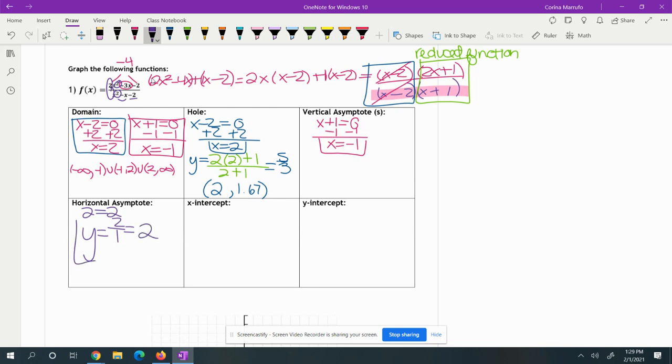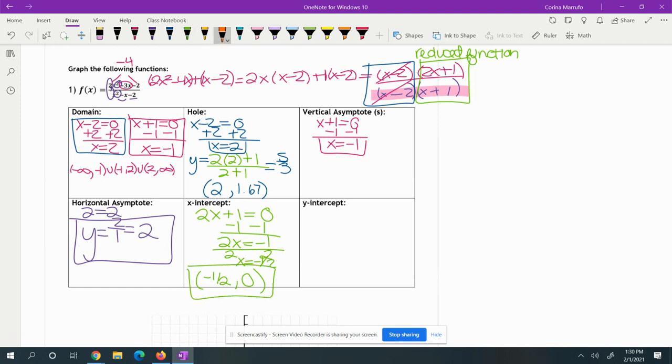Okay, then from there, we're going to go ahead and find our x-intercept. So remember for our x-intercept, we have to set the numerator of the reduced function, so the 2x plus 1, equal to 0, and we solve for x. So minus 1, 2x equals negative 1. We divide by 2, and we get x equals negative 1/2. So the location of our x-intercept is going to be negative 1/2, comma 0.